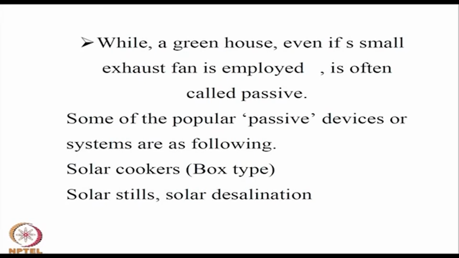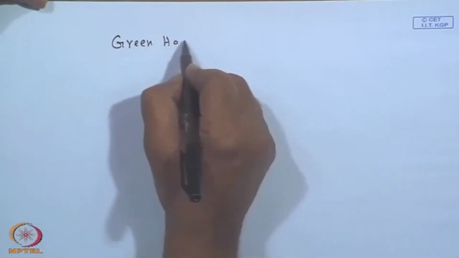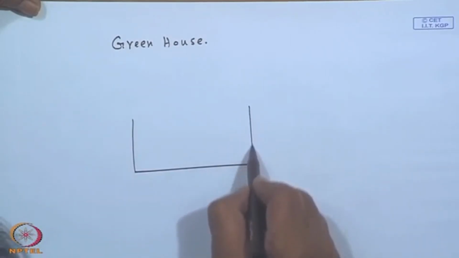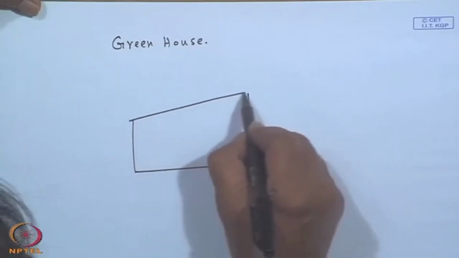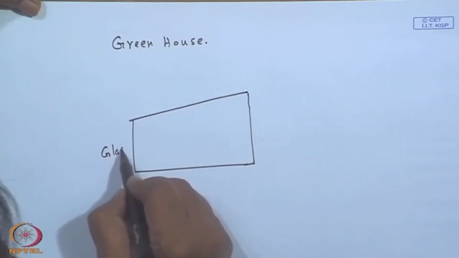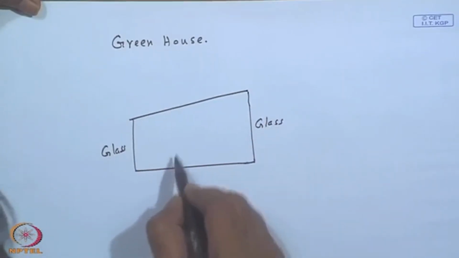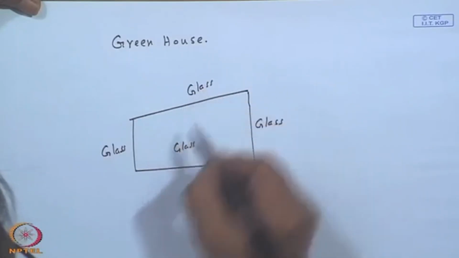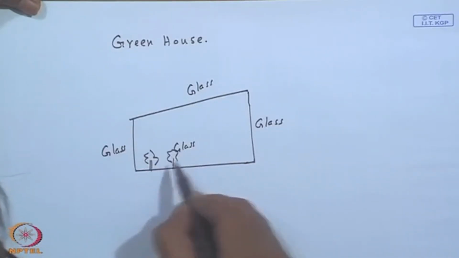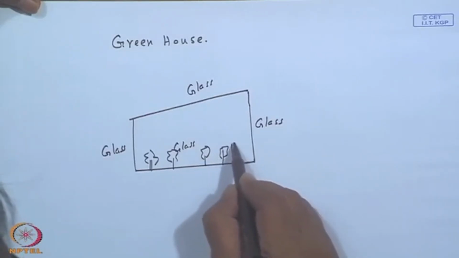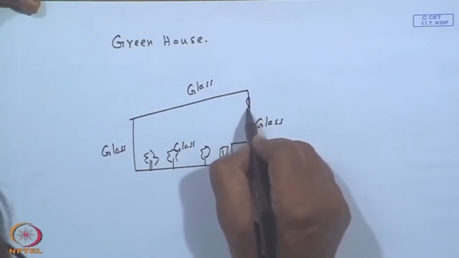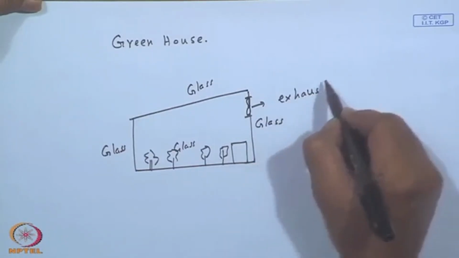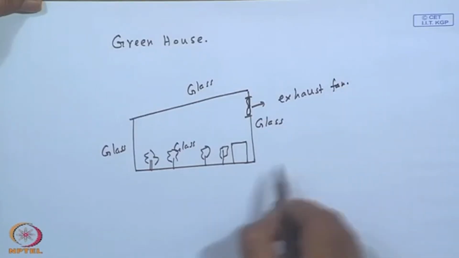Now, we come to what is commonly referred to as the greenhouse. You may just have a building, maybe with a slightly slanted roof, this is glass, this could be glass, and everything, this is glass again, the back side also is glass, the top also is glass, and you may use it to preserve winter plants or a drum of water, and you may have a small exhaust fan to remove the humid, hot air. Still, this is a passive system.